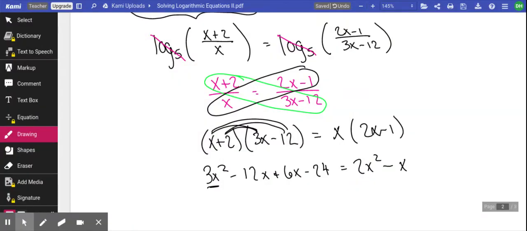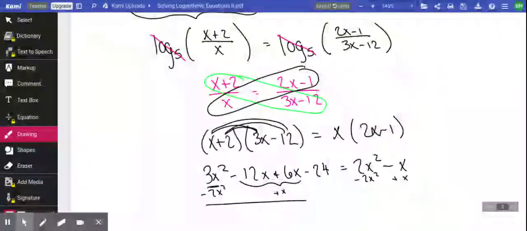So I'm going to move everybody to the left. I'm going to subtract that 2x squared over, combine these two like terms, and then add the x over. So after I accomplish all of that, it's going to be 1x squared. Let's see. I think that's going to make negative 5x.